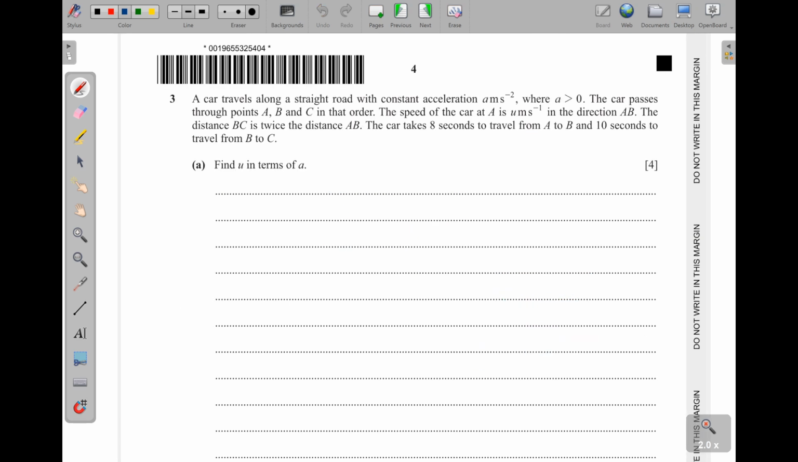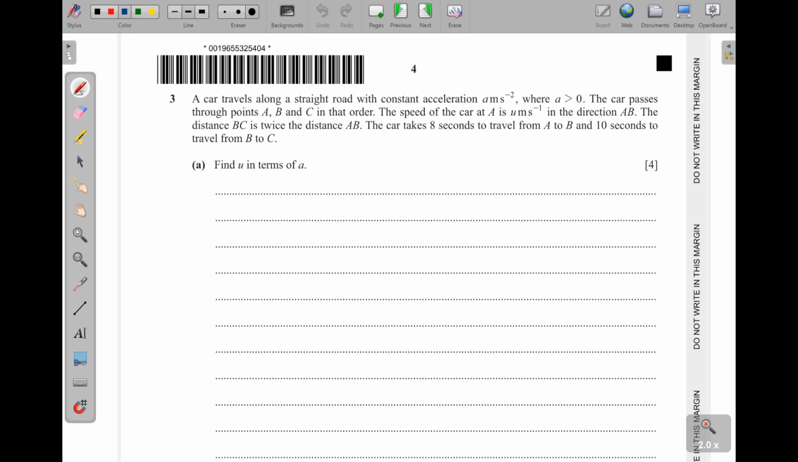Question 3. A car travels along a straight road with constant acceleration a meters per second squared, where a is greater than 0. The car passes through points A, B, and C in that order. The speed of the car at A is u meters per second in the direction AB, and the distance BC is twice the distance AB. The car takes 8 seconds to travel from A to B and 10 seconds to travel from B to C. Then they want us to find u in terms of a.